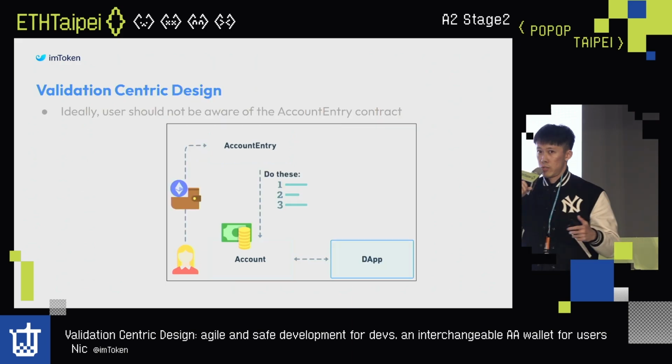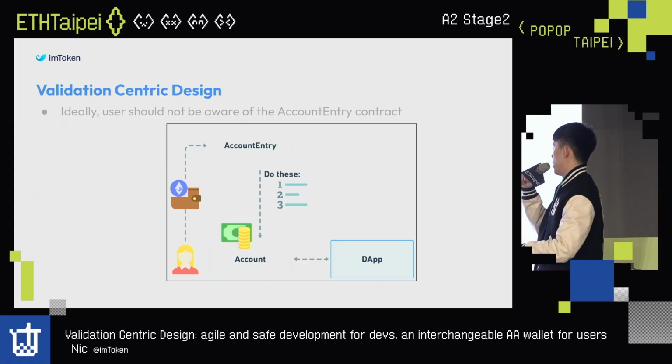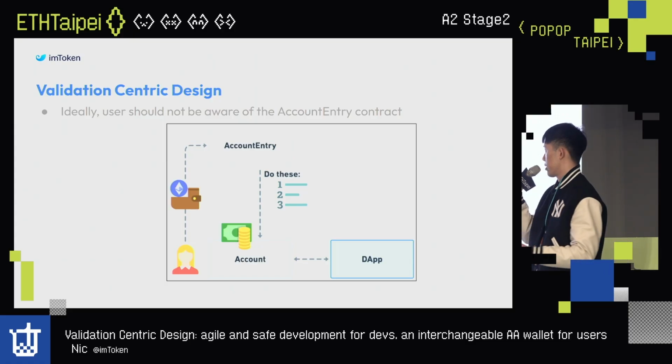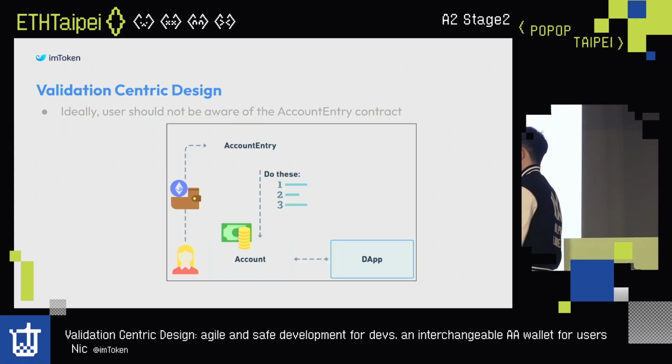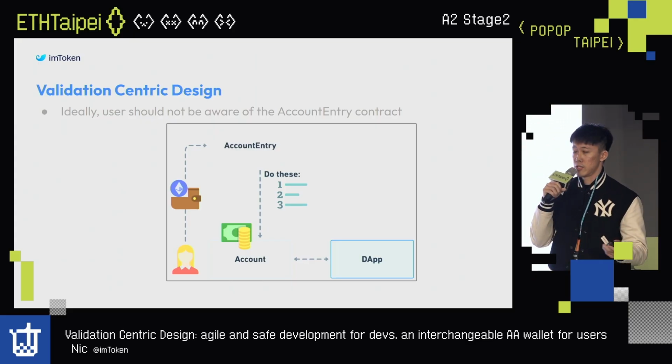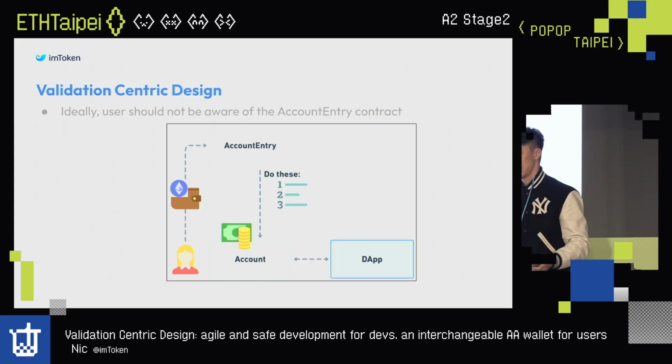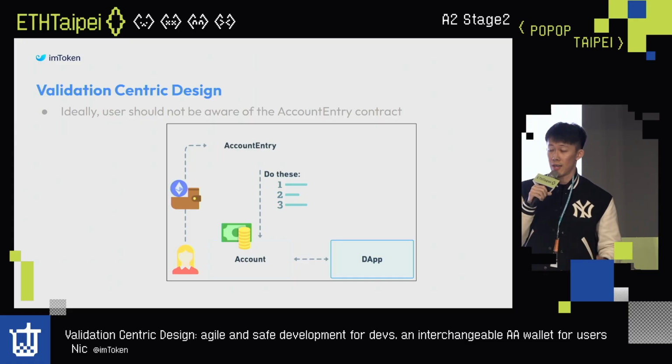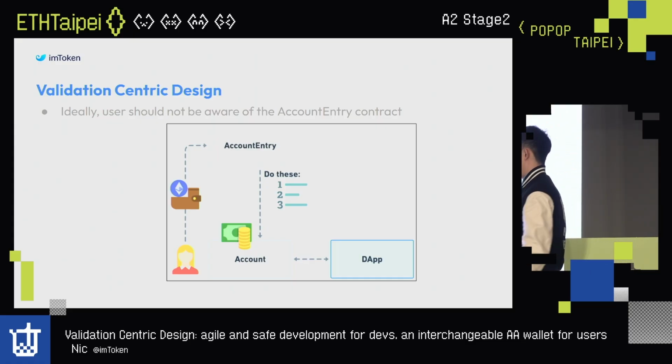But ideally, users should not be aware of this account entry contract. And this is what the wallet software needs to do. It needs to hide this complexity from Alice. She doesn't need to be aware of the account entry contract. She only has to know her account, where she holds the assets and uses it to interact with the dApps. Ideally, she doesn't have to know the account entry contract at all.